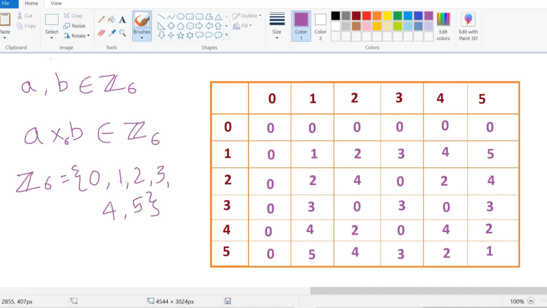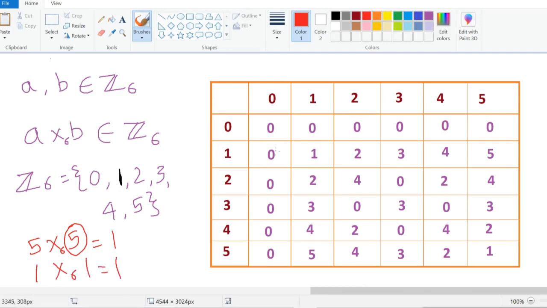Well, the multiplicative identity is always 1. How about the inverses? Can we have inverses for all elements? As I said, 5 multiplied by 5 is 1. So 5 must be an inverse since it gives out the multiplicative identity when we have a product with 5. So 5 has an inverse 5. 1 has an inverse 1, since 1 multiplied by 1 is also 1.